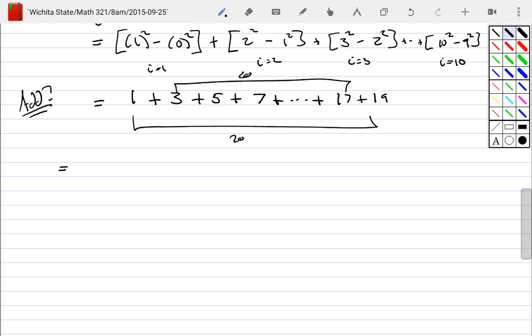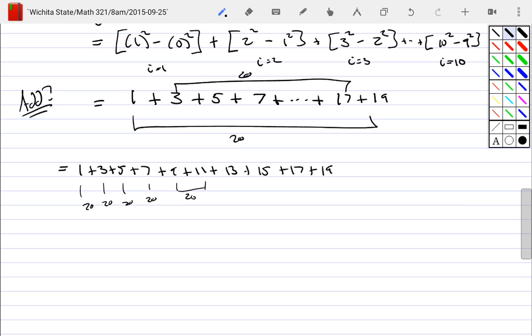If I wanted to do this by hand: 1 plus 3 plus 5 plus 7 plus 9 plus 11 plus 13 plus 15 plus 17 plus 19. And am I missing any odds? No. So that'd be a 20 with 19, a 20 with 17, a 20 with 15, a 20 with 13, and a 20 with 11, right?